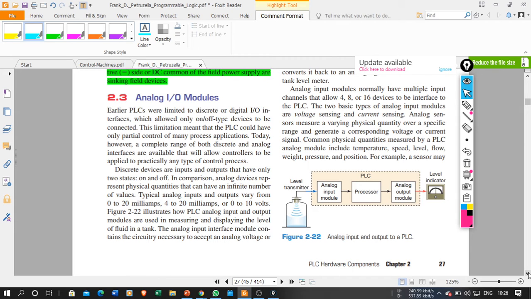So in case of analog signals what happens, these are time dependent. Okay, so they require a certain specific time to reach from their maximum state to the minimum state. They have given the example of level.